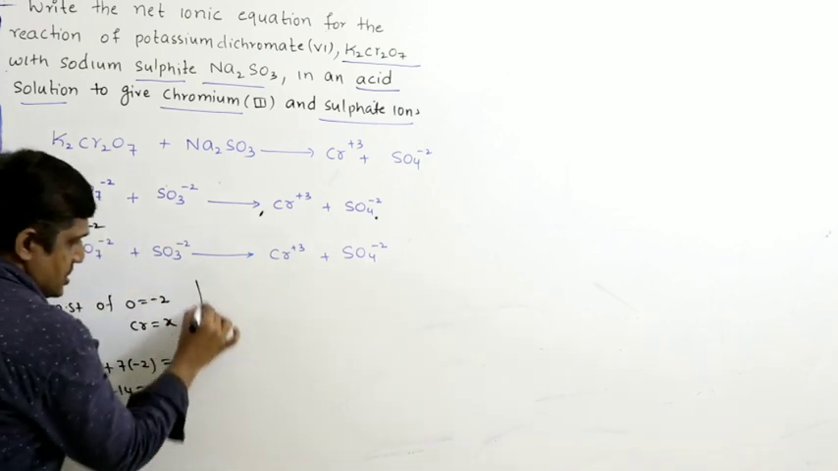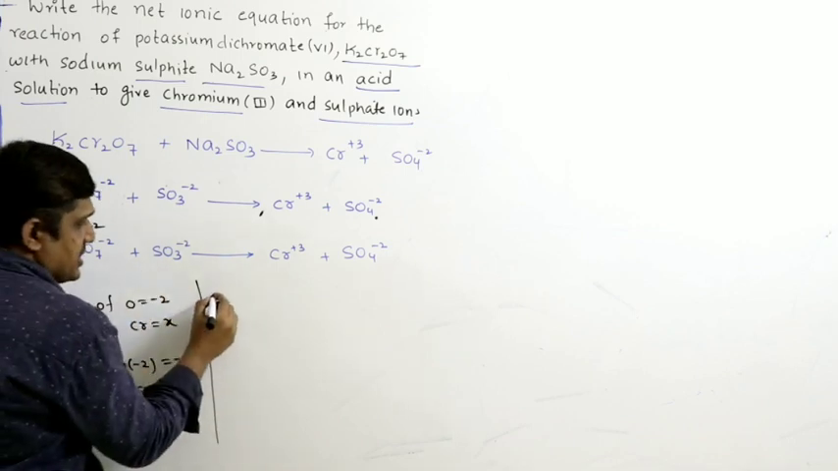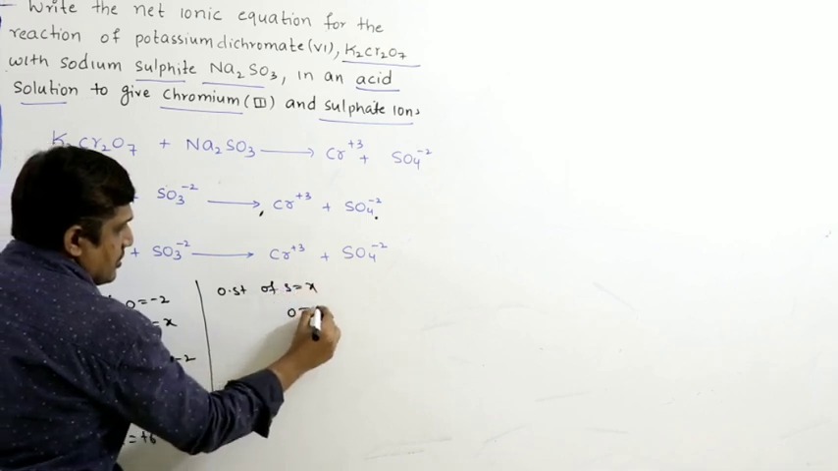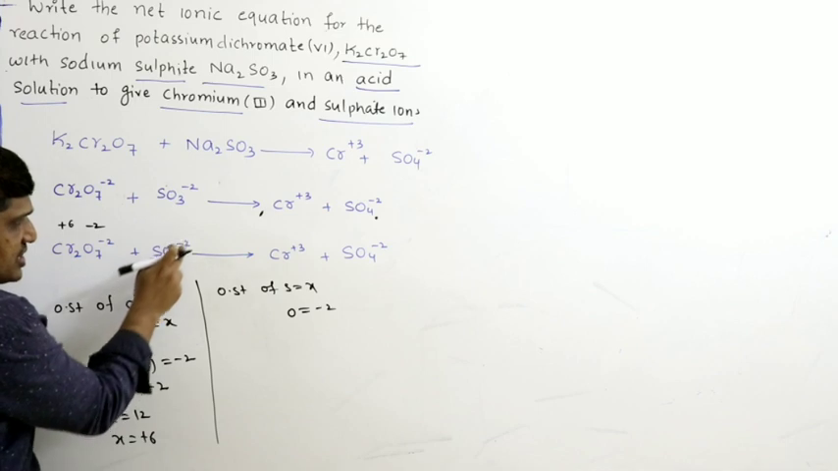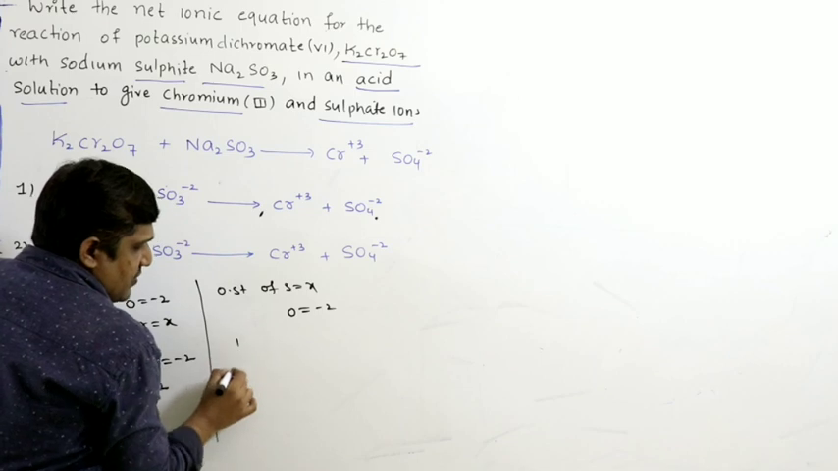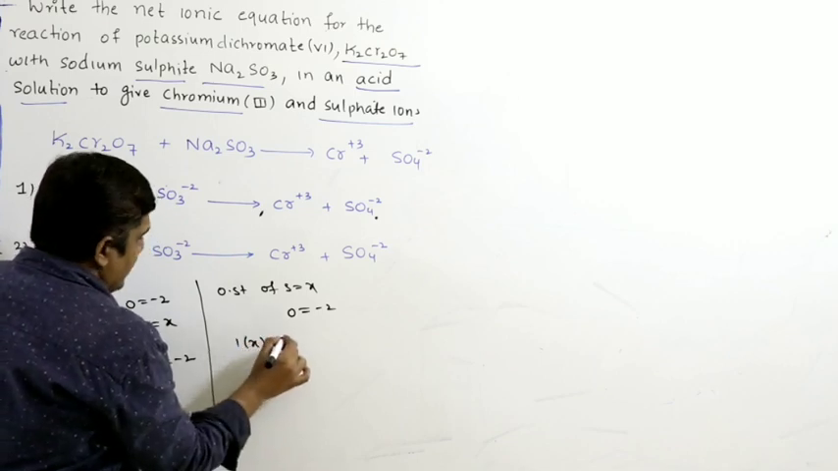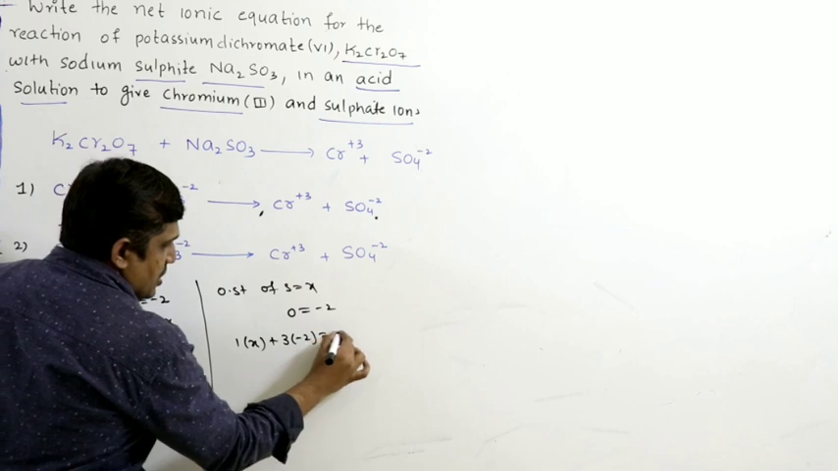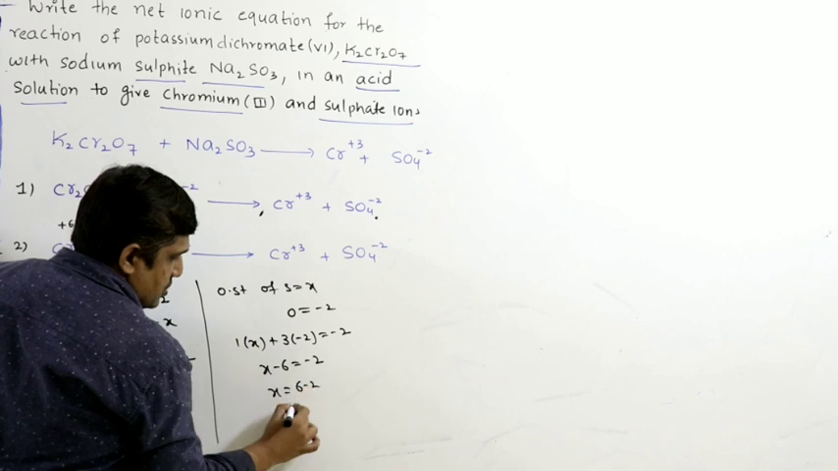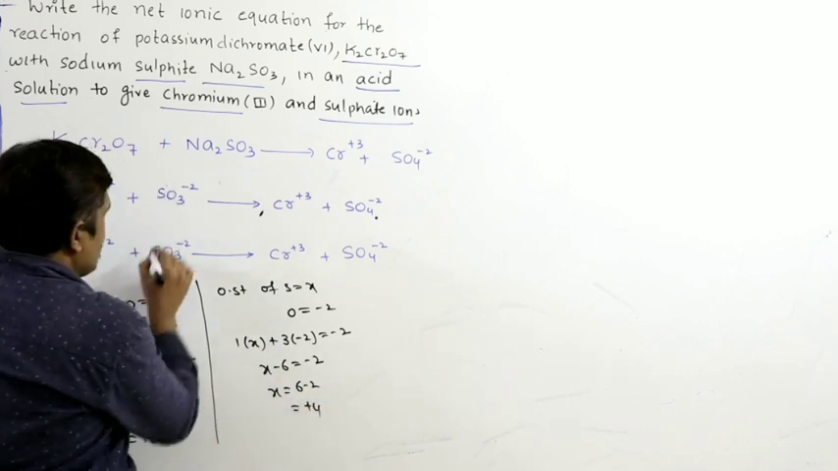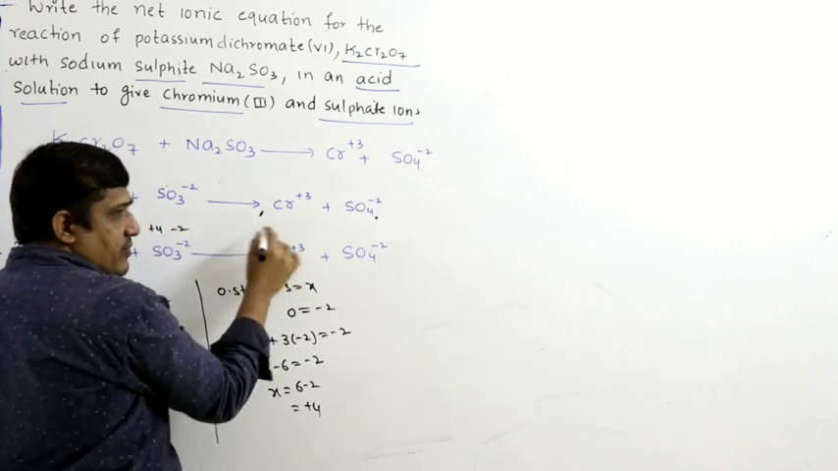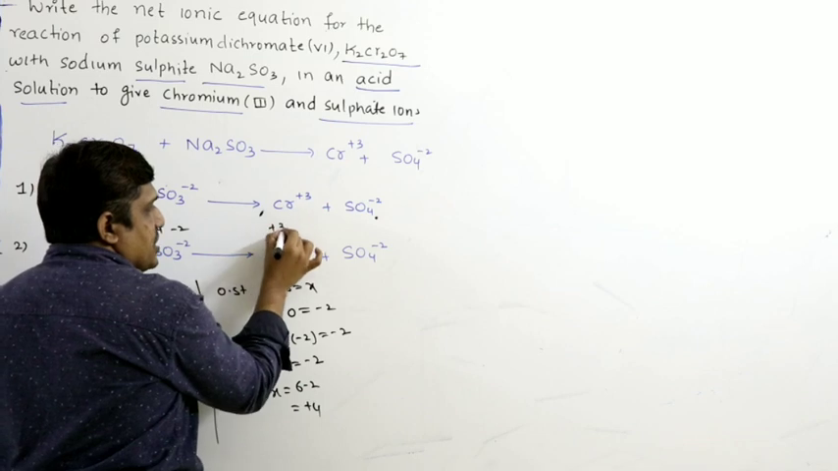Similarly, sulfite. We don't know sulfur, let us assume X. The oxidation state of sulfur is X, and oxygen is -2, as this is an oxide. The net charge is -2, which means the sum of the oxidation states of all atoms must be equal to -2. How many sulfurs? 1 into its oxidation state X. How many oxygens? 3, each with oxidation state -2. X - 6 equals -2, X equals 6 - 2, which is +4. So sulfur is +4, oxygen is -2. For chromium, there is only one ion, and the charge on the ion itself will be its oxidation state.